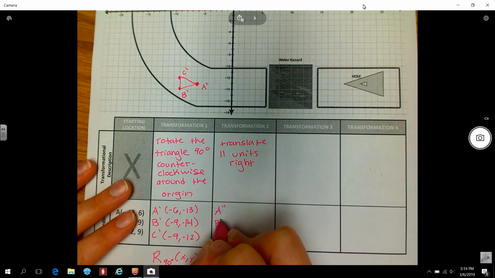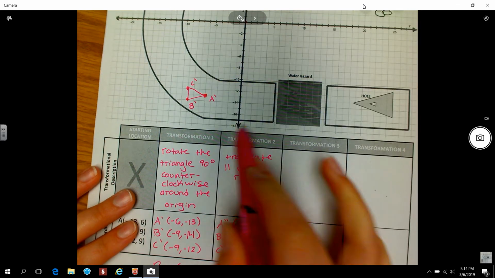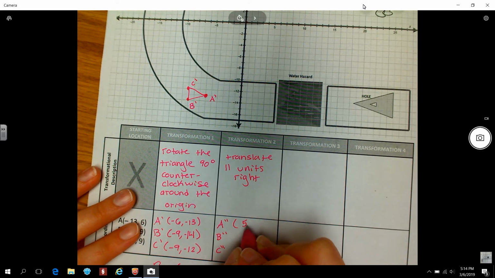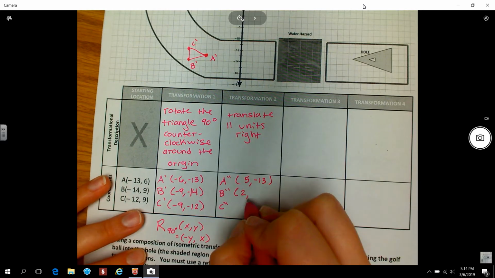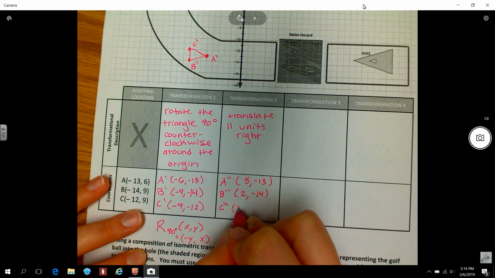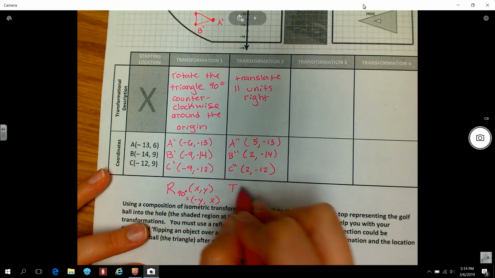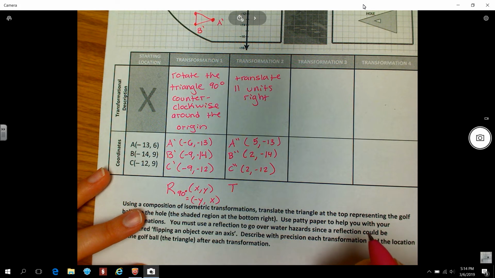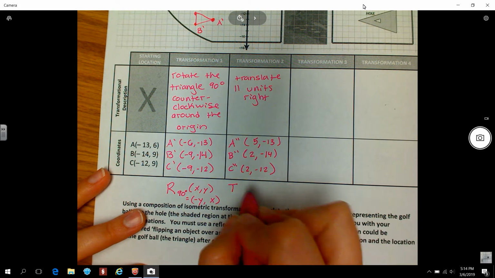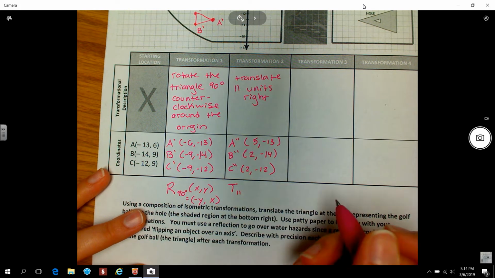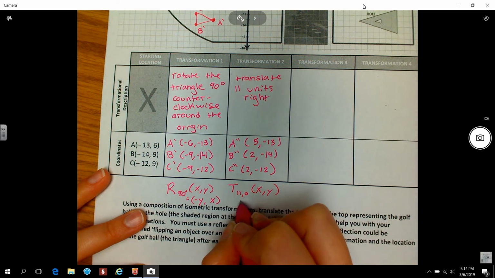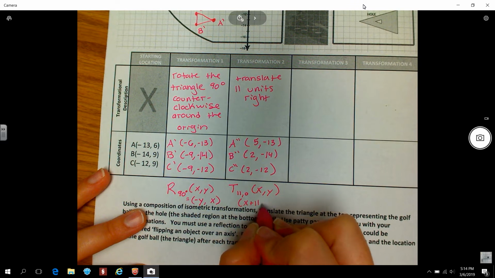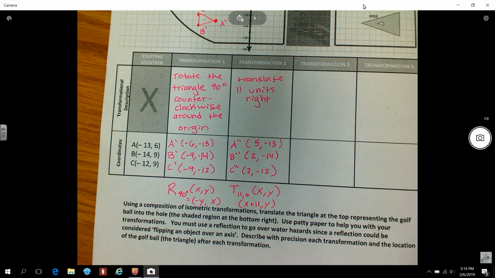So for A double prime, B double prime, C double prime, since I'm just moving to the right, I'm going to add 11 units to each of my X values, but my Y values are going to stay the same. So I could go ahead and write the rule. I'm translating, capital T, in the X direction, I'm going right, so it's positive 11. Y direction, I'm not moving any. And the rule would be to add 11 to your X value and leave your Y value the same.